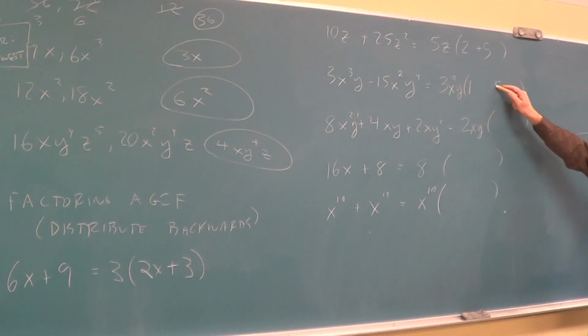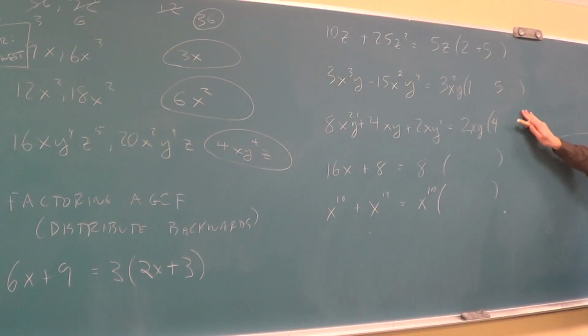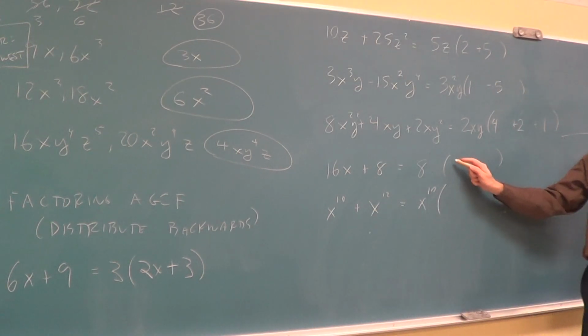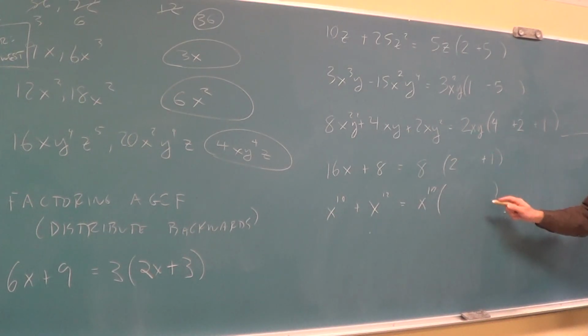15 is 5, 8, so 4. I'm going to make that a little longer. 4 is 2, 2 is 1. Need some signs there. Keep that minus alive up there. 2, 1, plus, and then here there were no numbers, I'll just pencil in the plus.